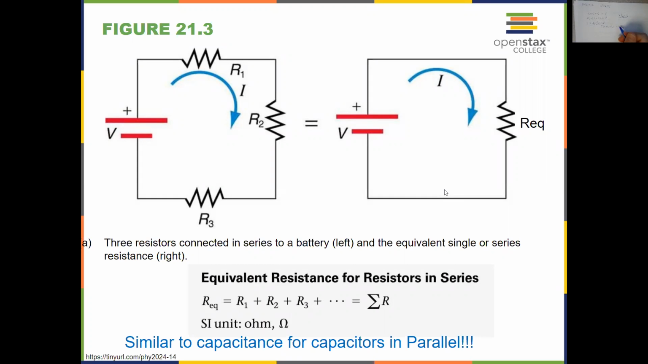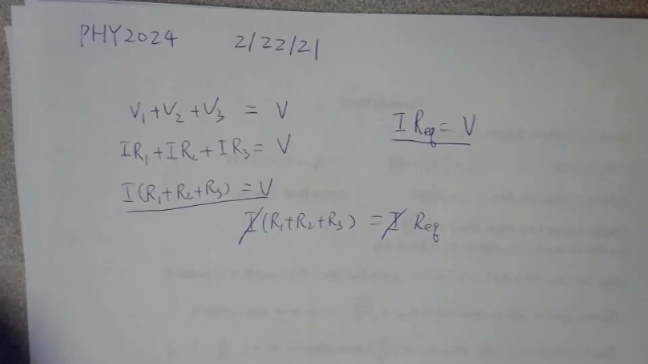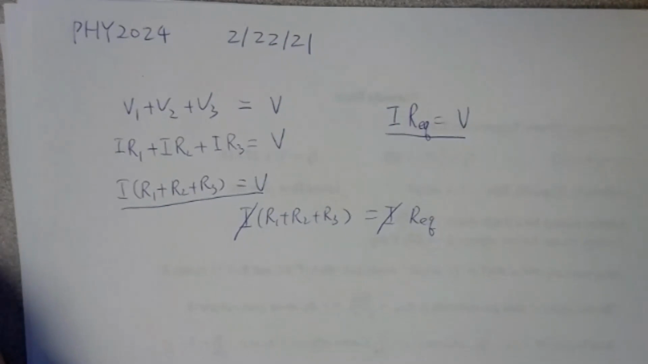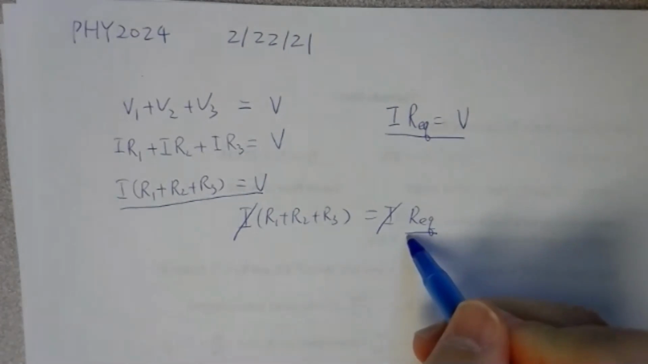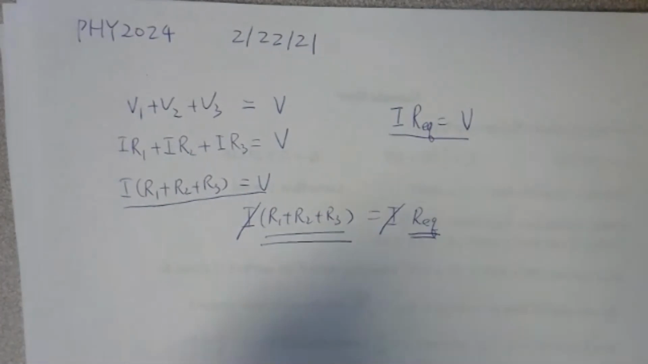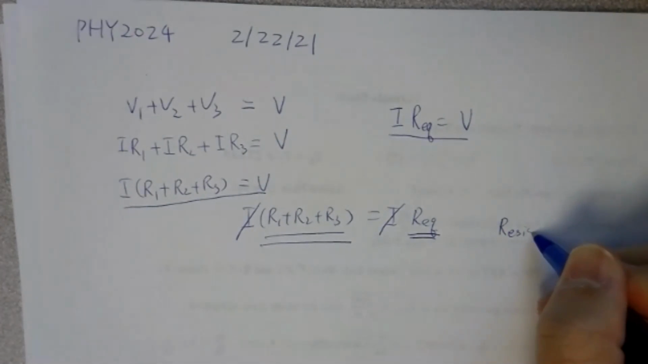So I and I will cancel out. That tells you for equivalent resistance, let me put it this way so you can see that better. The equivalent resistance should be equal to the summation of the resistances of each of the resistors in series. So that's when you have resistors in series.